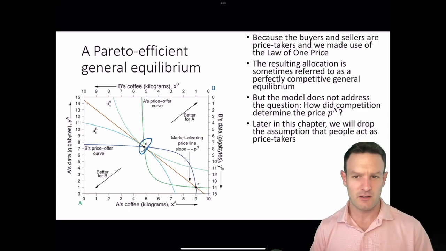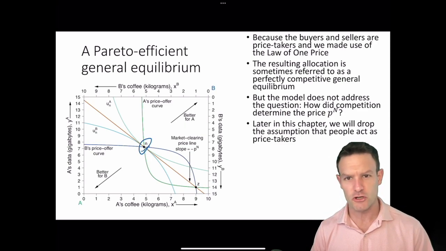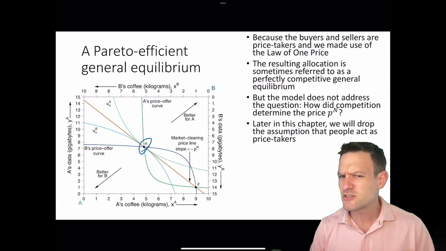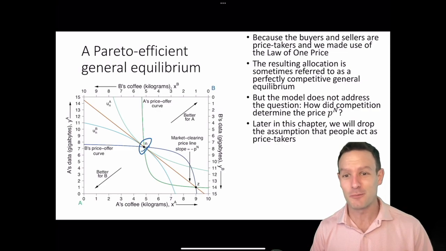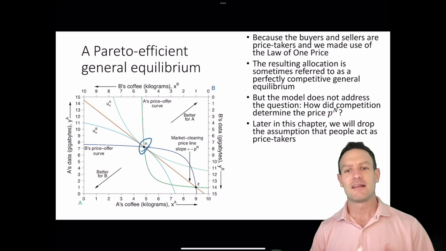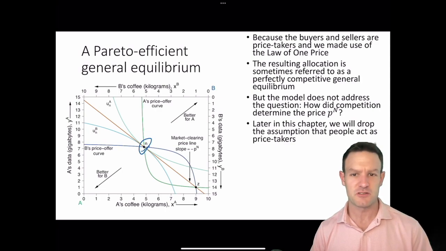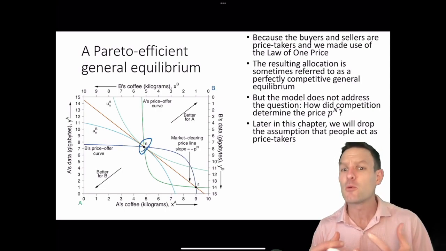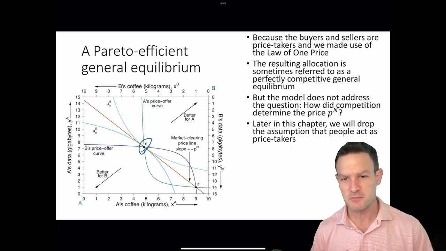Now, here's the thing. The model does not address the question of how we got to the price Pn. How does competition determine this Nash equilibrium price Pn? So later in this chapter, we will drop the assumption that people act as price takers, and we will think about how they might get to this price Pn rather than simply taking it as given.